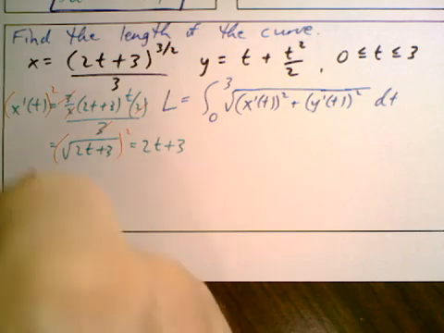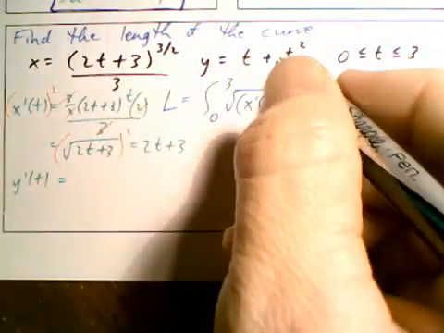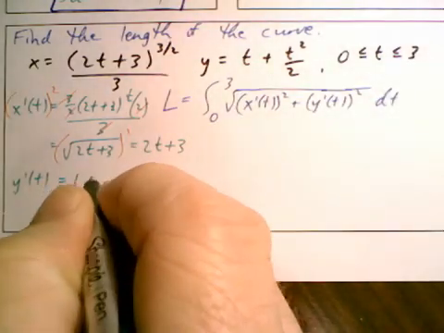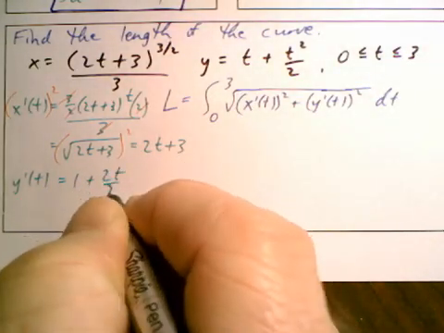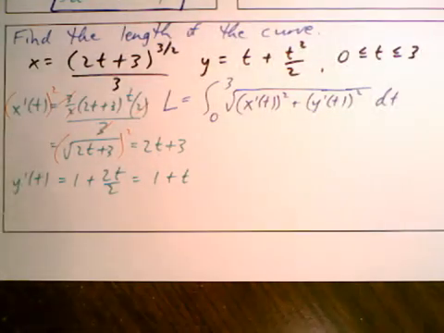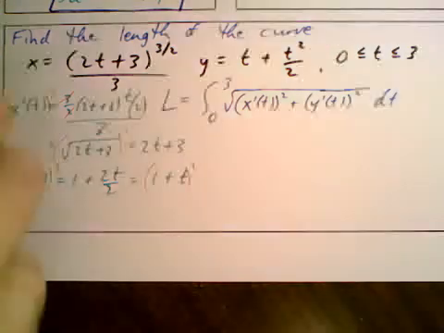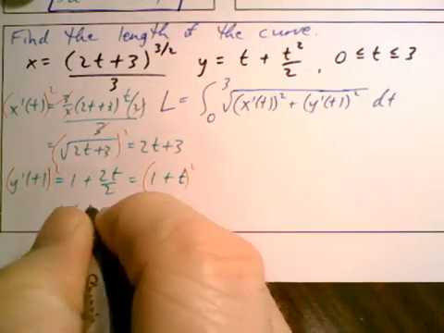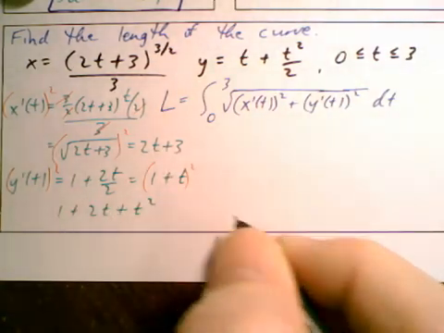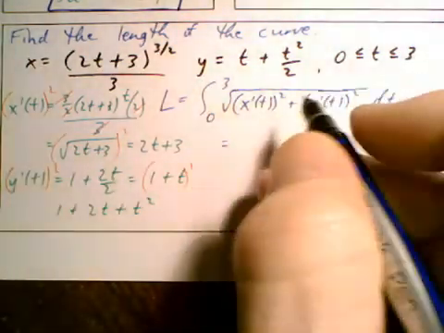Okay, and then I need y prime of t, and I'll start with just y prime of t is (1 plus 2t) over 2, which is just 1 plus t. Now, if I square that, then I get 1 plus 2t plus t squared. Okay, and now I can just go ahead and go over here.